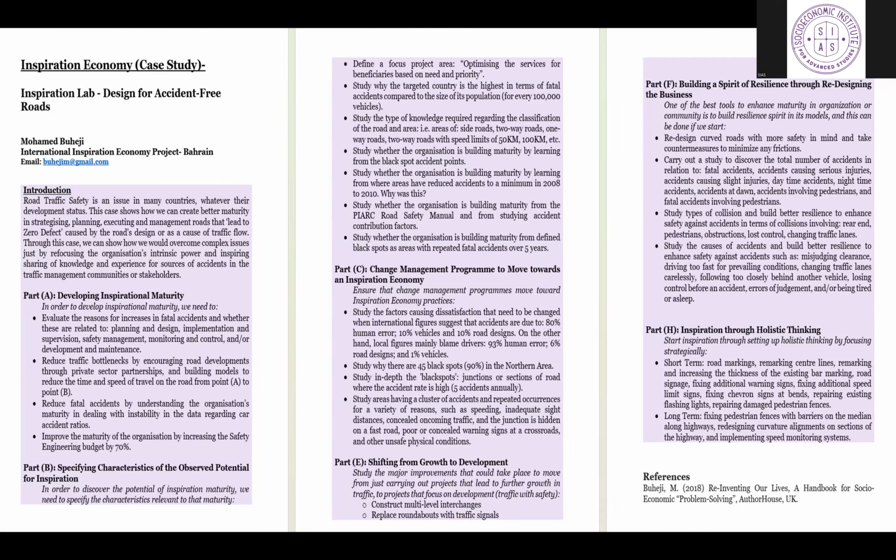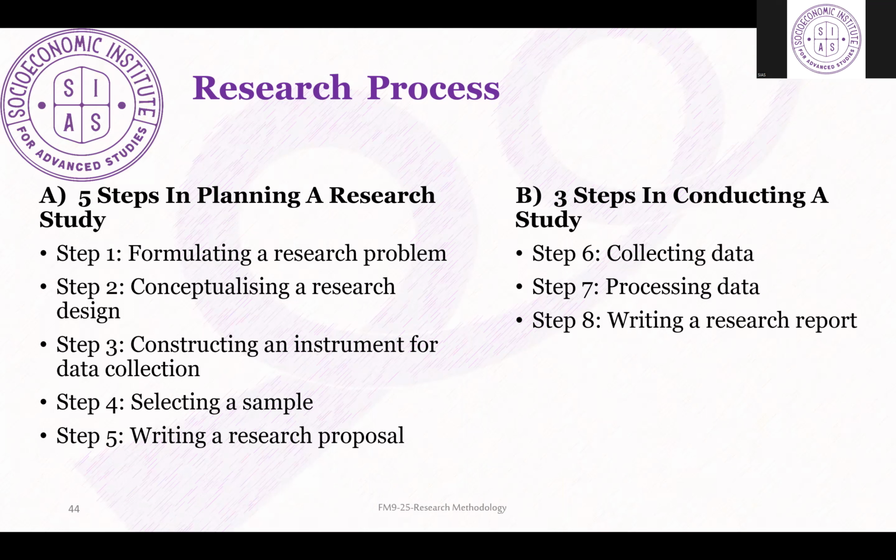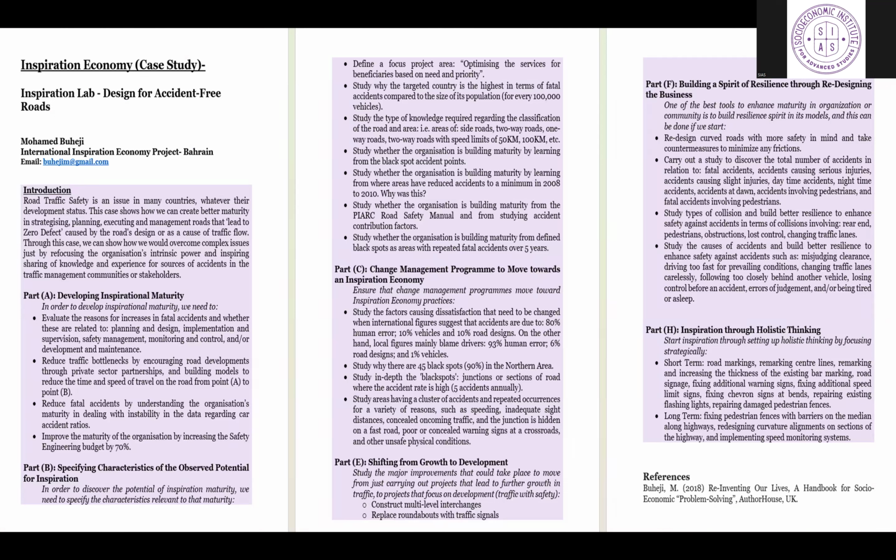For example, let's take the example of accident-free roads. Accident-free roads have gone through all these steps. So the first 5 steps and then the second 3 steps. First, we formulated the research problem. What is the research problem for a country with a lot of accidents? Most of our main roads are not accident free, but actually suffer from fatal accidents. So it is free from fatal accidents.